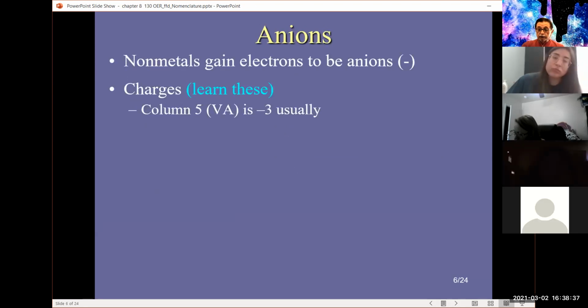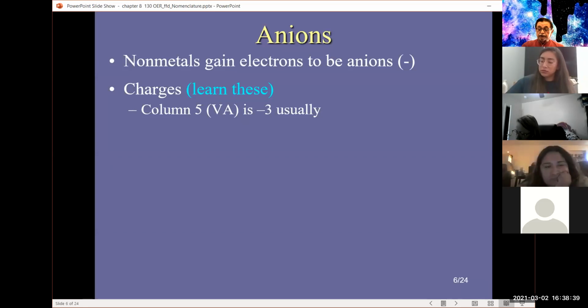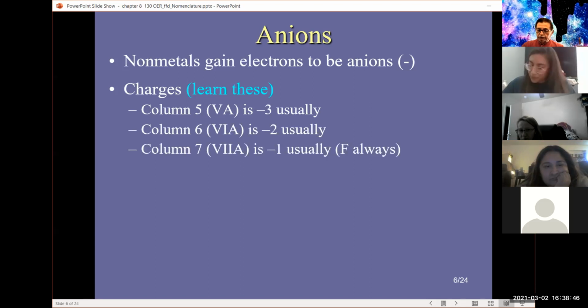Anions, we know about anions. Again, they gain electrons. Group 5, I went through this, is -3. Group 6, -2. Group 7, -1. Okay, with respect to the nonmetals, they're gaining electrons. The driving force is to become isoelectronic with the noble gas in front of it.